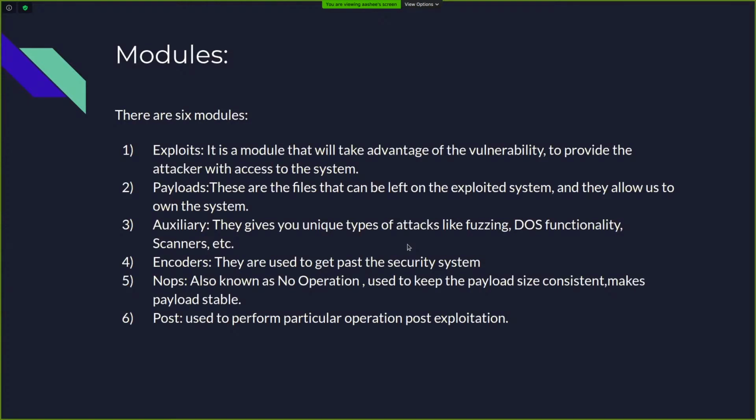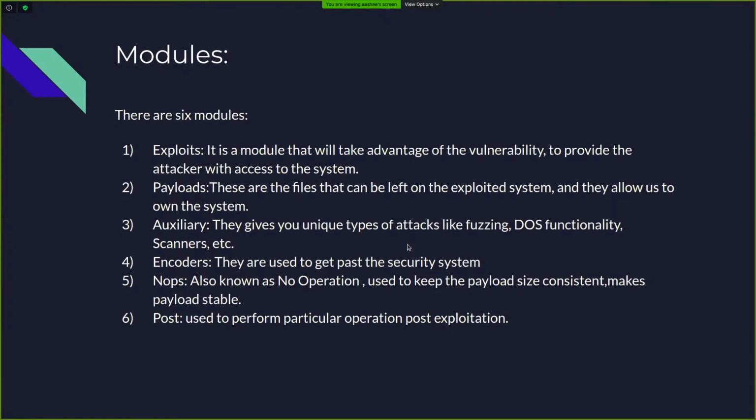Now, what is auxiliary? Auxiliary gives us a very unique type of attack. They will give you fuzzers, DOS functionality, scanners, sniffers, etc. So the primary use of auxiliary is to scan for vulnerabilities on the target machine and also for DOS attacks.